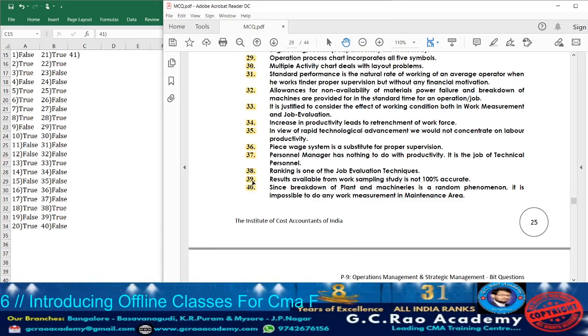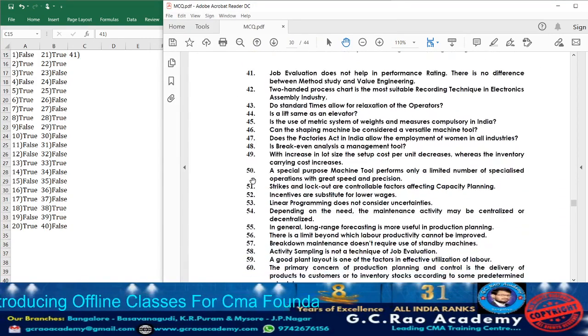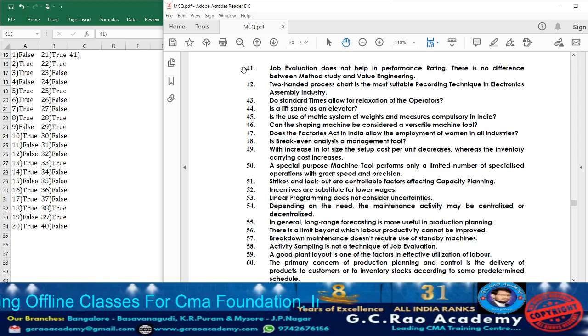Now let us move on to statement 41. What are they telling? Let us go through. Job evaluation does not help in performance rating. There is no difference between method study and value engineering, they are telling. With the help of job evaluation, performance rating cannot be done. Whatever they are telling, it is true. And again, they are telling there is no difference between method study and value engineering. Yes, the statement, whatever they have given, it is true.